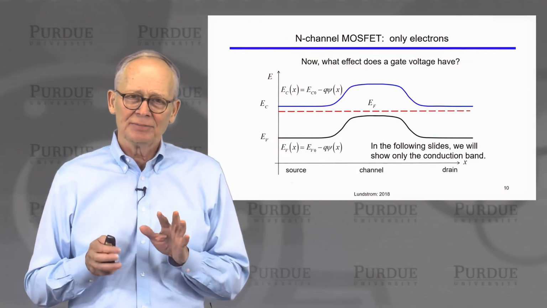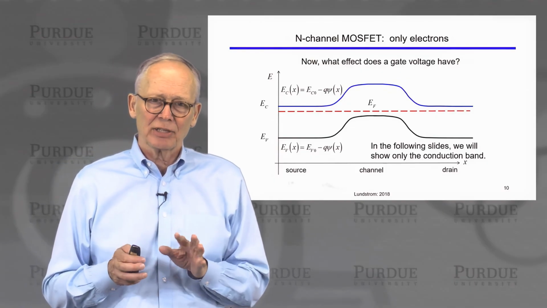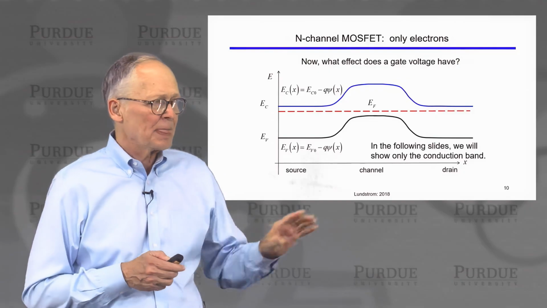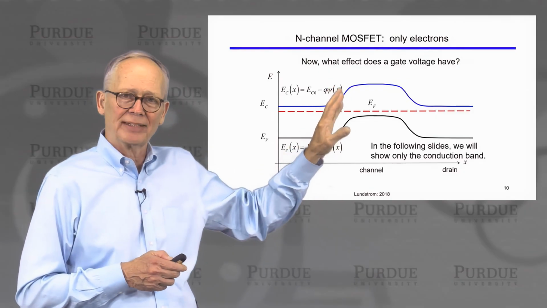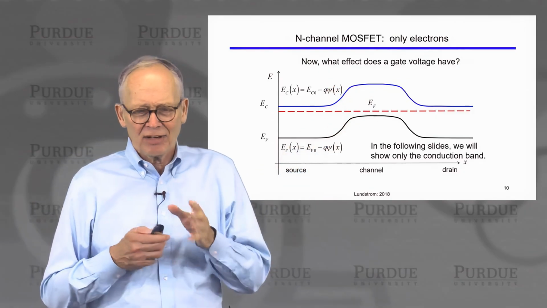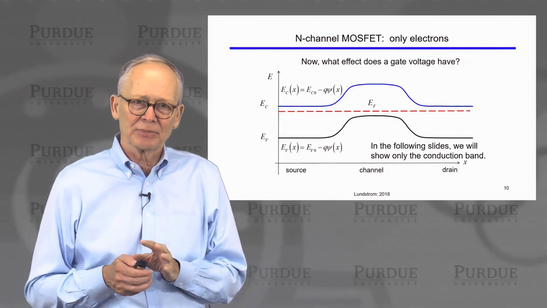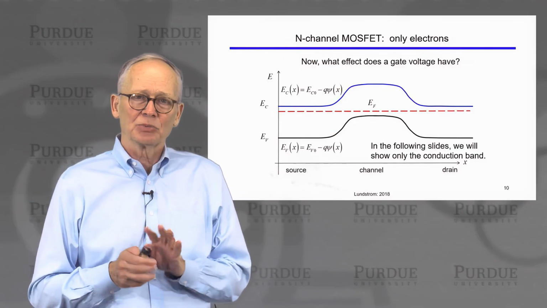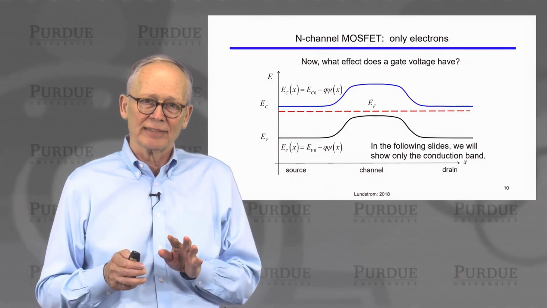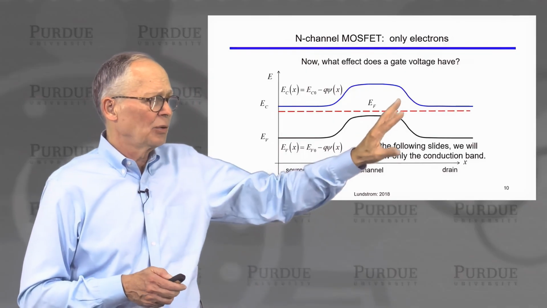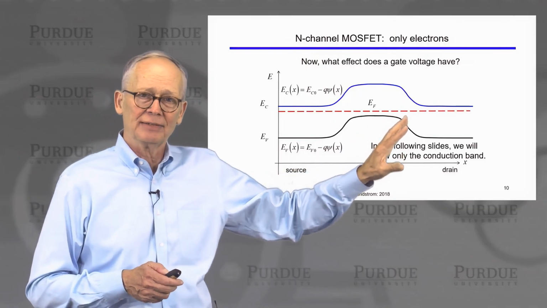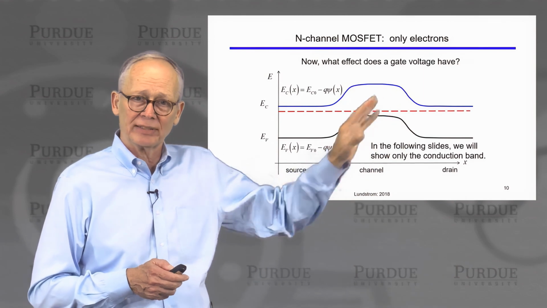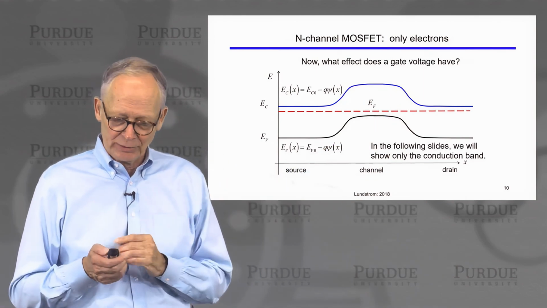Now, in an N-channel transistor, the current is carried by electrons. I really only need to worry about the conduction band. You know, there are second-order effects that people sometimes worry about. The holes can come into play. But for our purposes, we're only interested in the electrons in an N-channel device. So I'm going to dispense with showing the valence band. We'll just show the conduction band because that's what we're interested in.